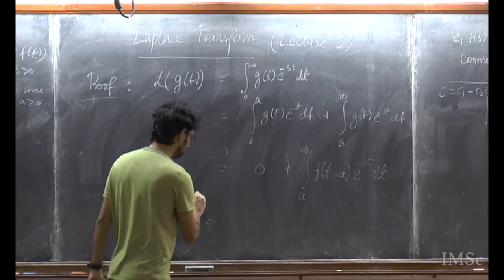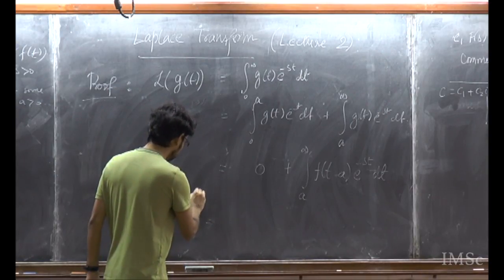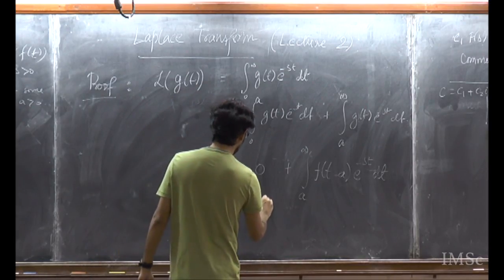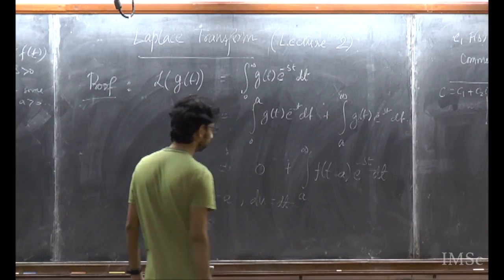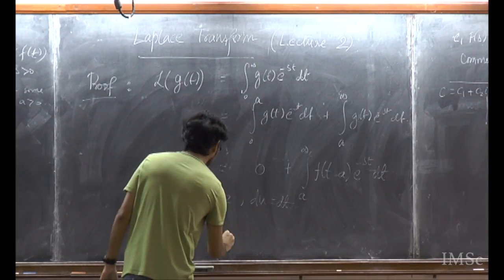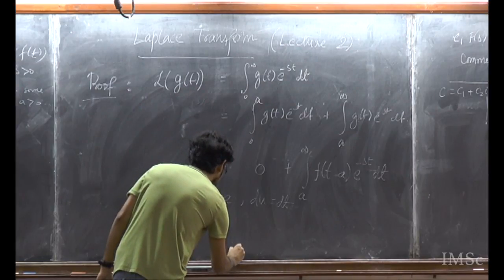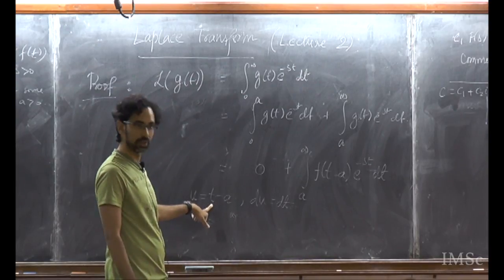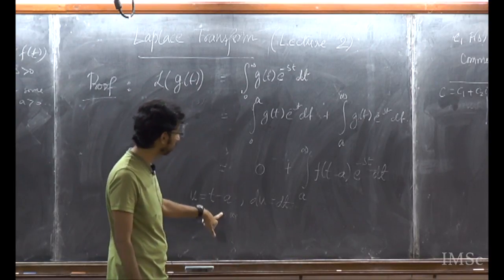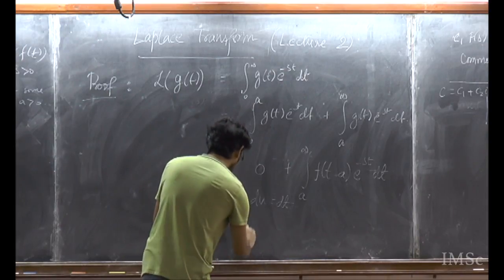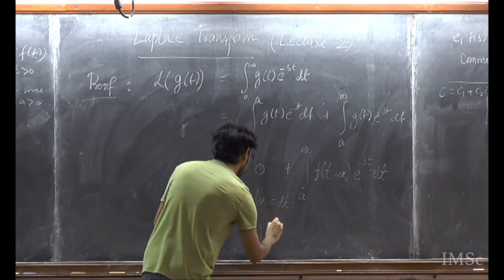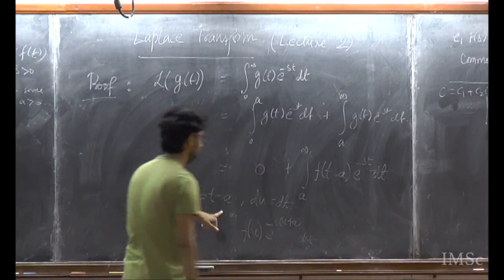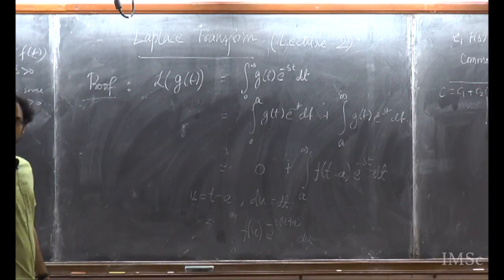Now we do a change of variables, right? So let's write u equals t minus a. So du equals dt, right? And what do you get? You get 0 to infinity. When t is a, u is 0. When t is infinity, u is infinity. So you get the integral from 0 to infinity of f(u) e^(-s(u+a)), right?